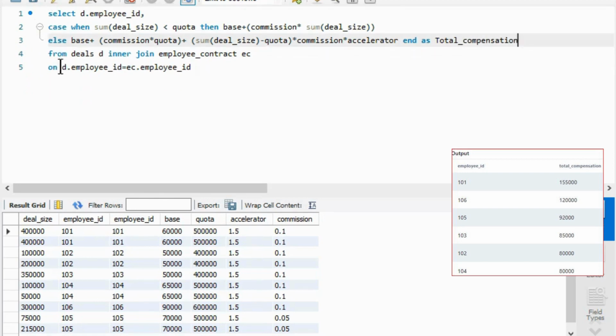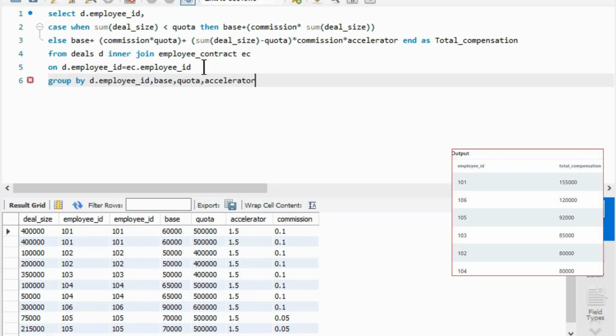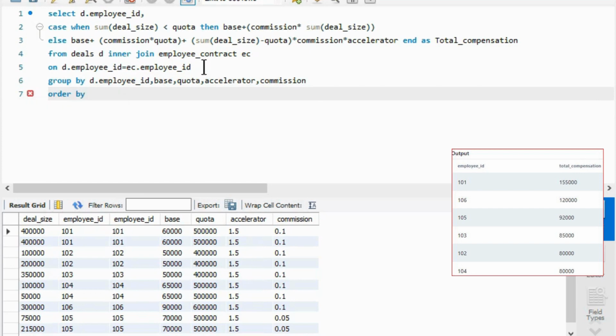So we got everything. Now we need to do a group by d dot employee id, comma, base, comma, quota, comma, accelerator, comma, commission, and we need to do the order by total compensation in descending order, and employee ID.